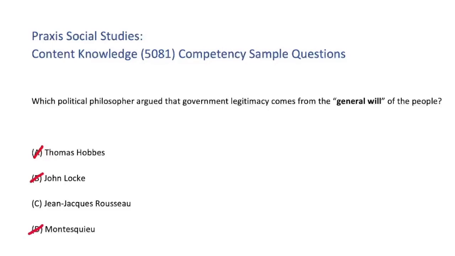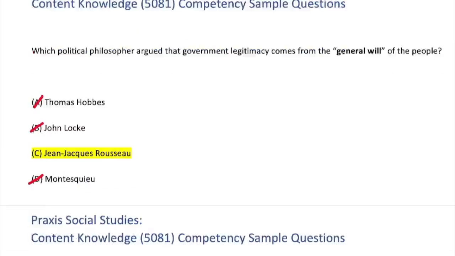This would not be the best option because Montesquieu was best known for separation of powers. That means the correct choice is option C, Jean-Jacques Rousseau. Rousseau famously said, "Governments are only legitimate if they reflect the general will of the people."